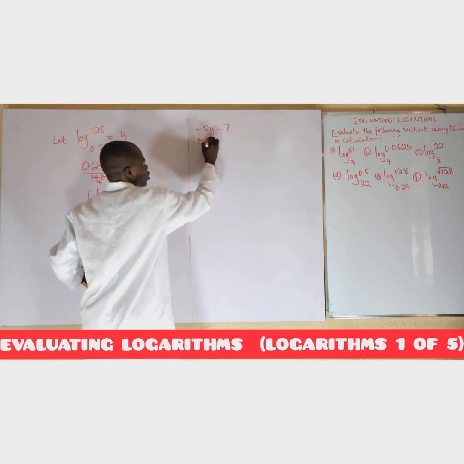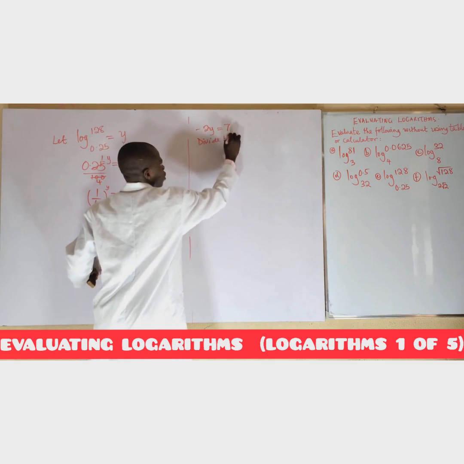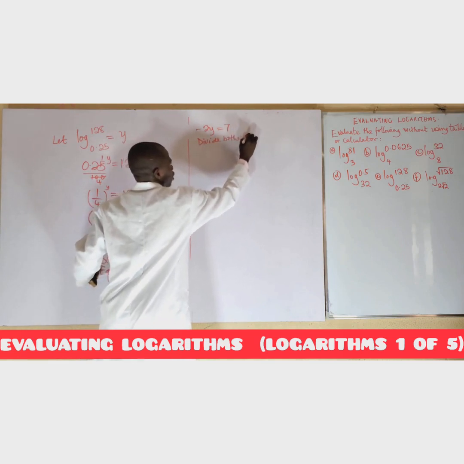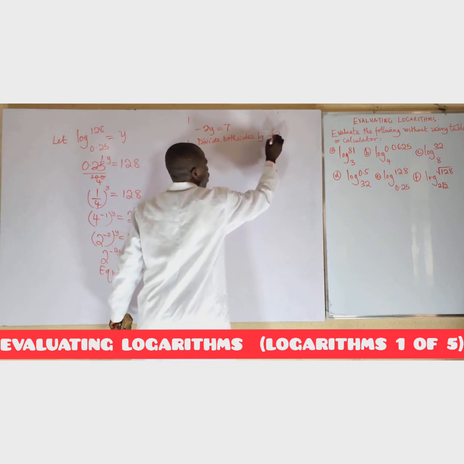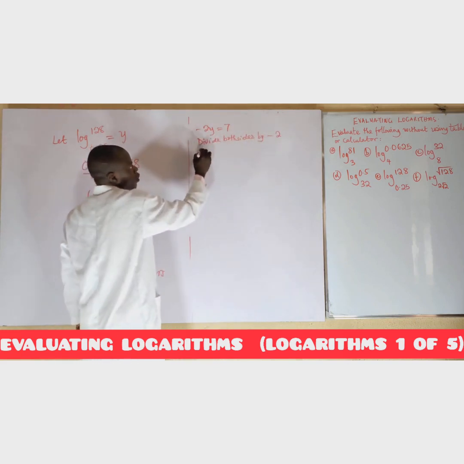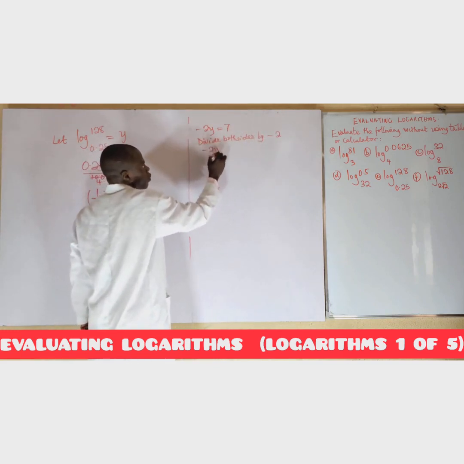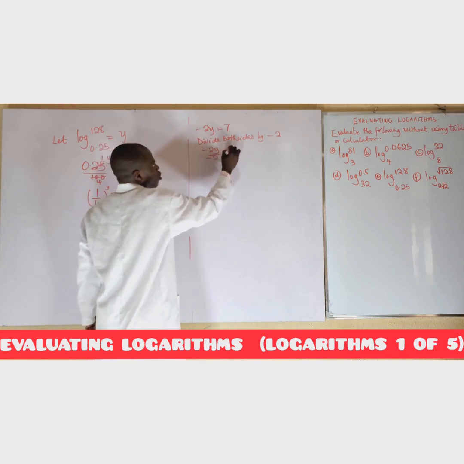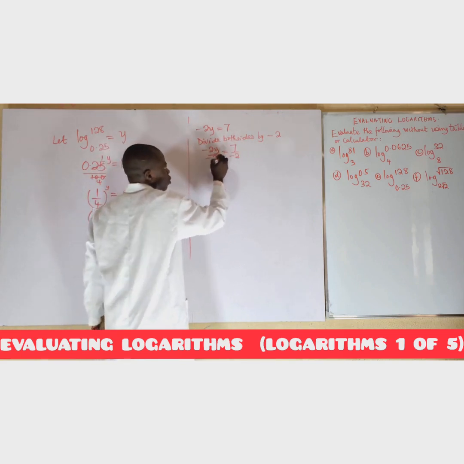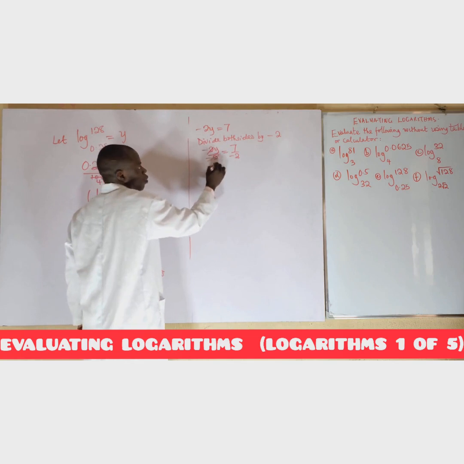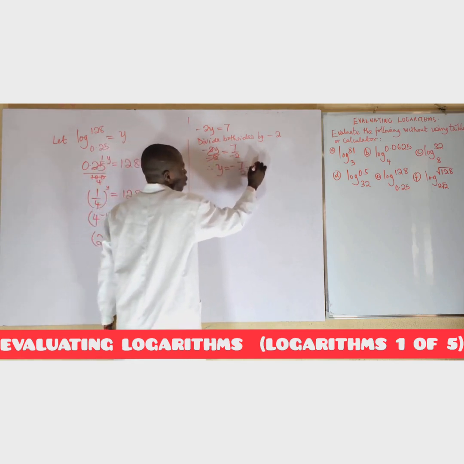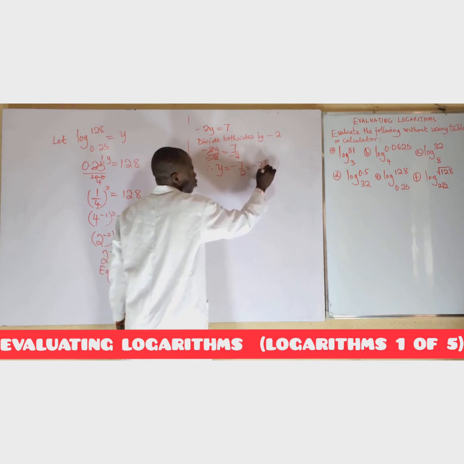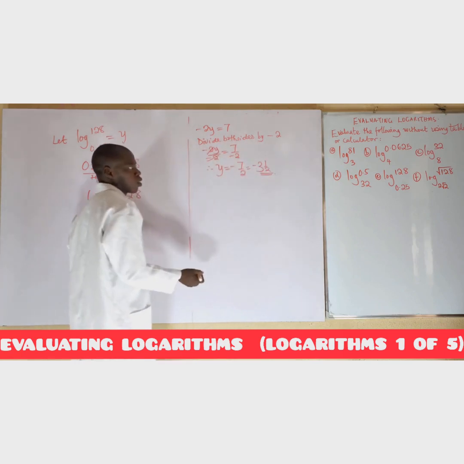Divide both sides by minus 2. That's the coefficient of y. So you're having minus 2y divided by minus 2 equals 7 over minus 2. Minus 2 cancels minus 2. Therefore, y equals minus 7 over 2. And that is minus 3, 1 over 2. And have it that way.